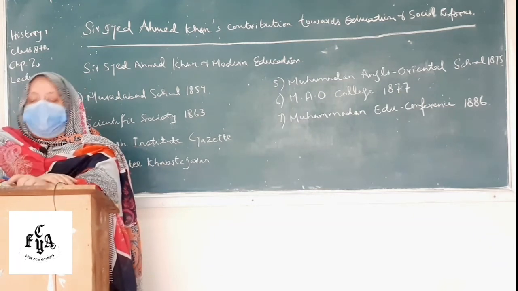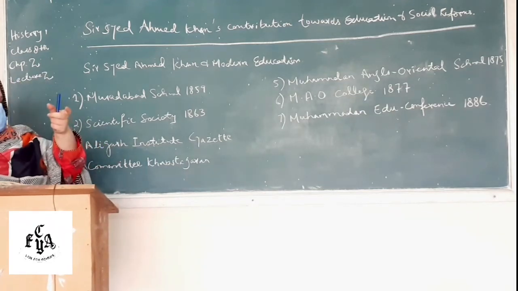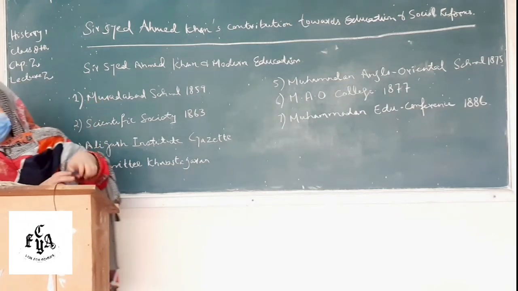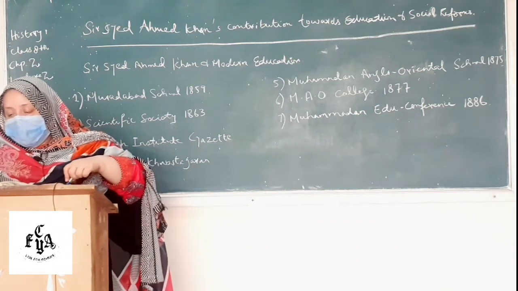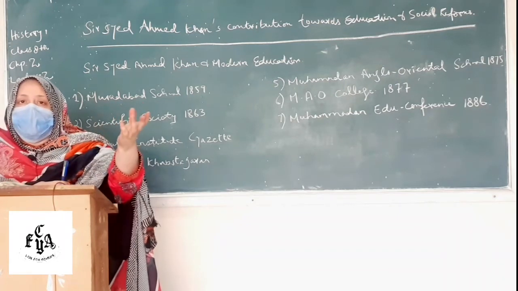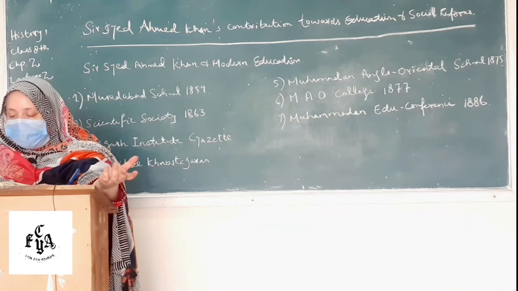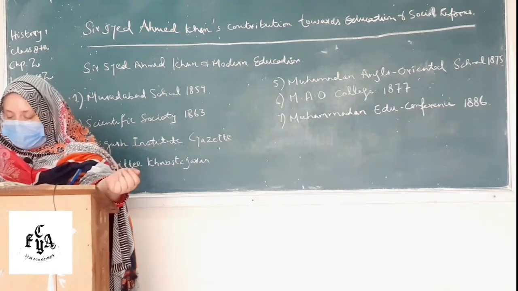Now, the most important thing is the Mohammedan Educational Conference and its objectives. In 1886, Sir Syed Ahmed Khan established the Mohammedan Educational Conference. What was the objective of this conference? For the educational development of the Muslims, definitely.